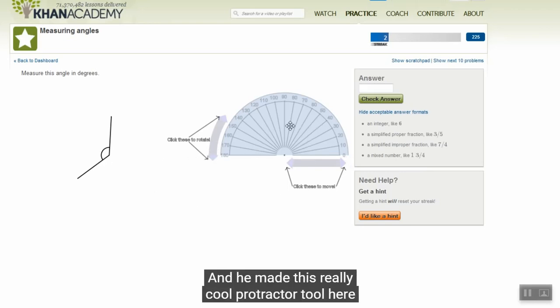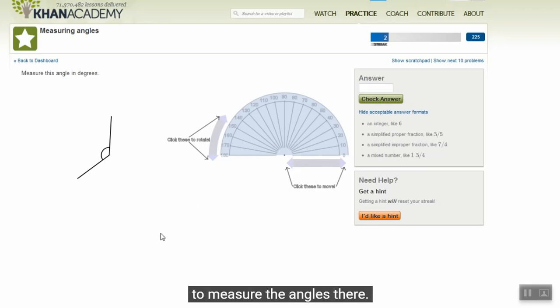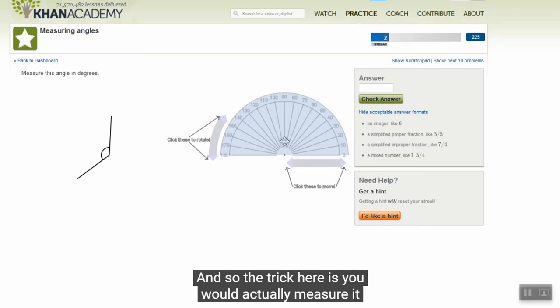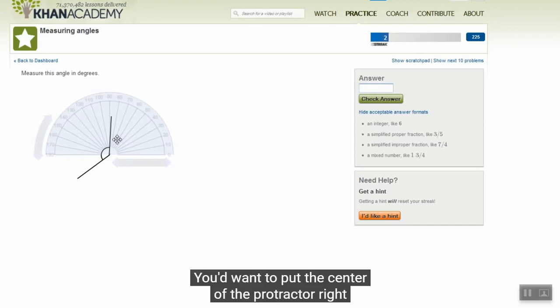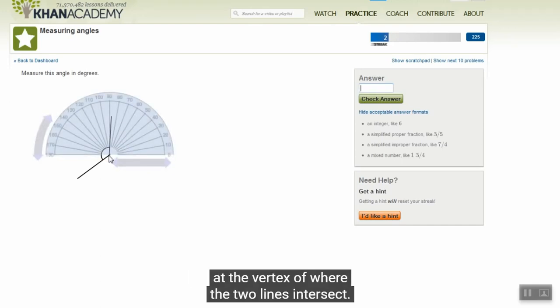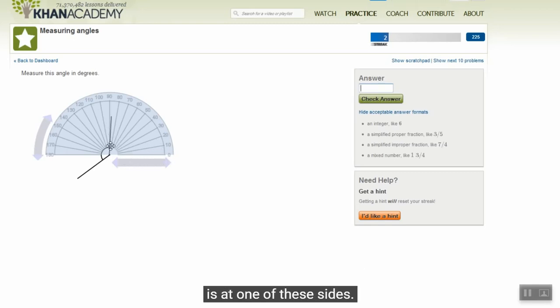And he made this really cool protractor tool here so that you actually use this protractor to measure the angles there. And so the trick here is you would measure it the way you would measure any angle using an actual physical protractor. You'd want to put the center of the protractor right at the vertex of where the two lines intersect. You can kind of view it as the vertex of the angle. And then you'd want to rotate it so that preferably this edge at 0 degrees is at one of these sides. So let's do it so that this edge right over here is right along this line.